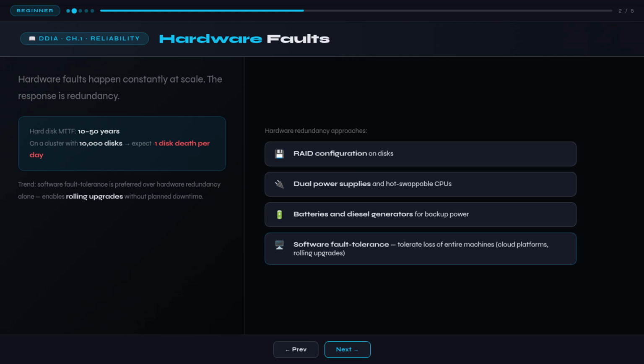Hard disks are reported to have a mean time to failure, that's the average time before a disk dies, of somewhere between 10 and 50 years. 10 to 50 years. That sounds safe. You'd never expect a disk to die in your lifetime. But now let's do the math at scale.